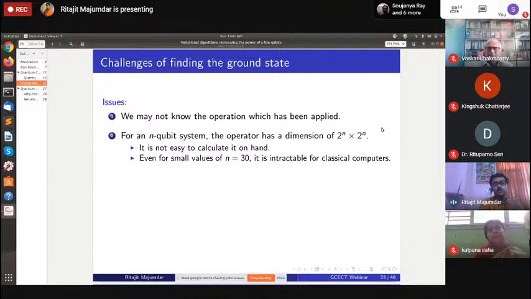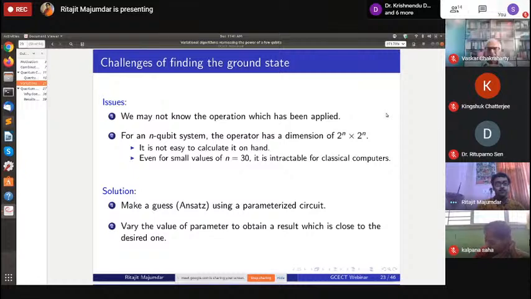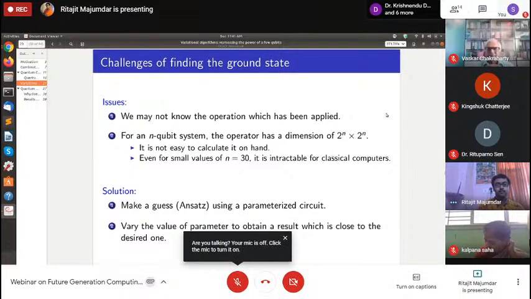I have much more friends in my Facebook actually. So n equal to 30 is a very small number, but even for that, it is intractable for classical computers to compute the eigenvalue and eigenvector. So we need some other techniques. What technique can we use? We can make a guess. So this guess is called an ansatz.